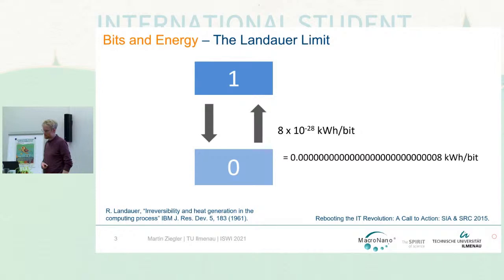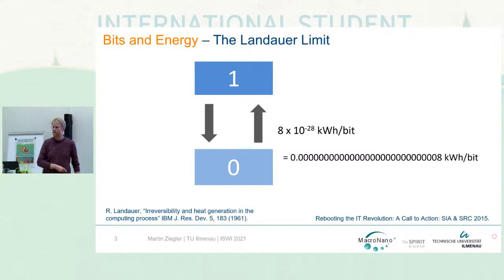This is the minimum energy which is required to set a bit from 0 to 1. And the number is relatively small. It's around 8 to the power of -28 kilowatt hours per bit. It's a tiny number. It's a zero, and then comes 27 zeros, and then comes the 8. It's a very tiny number.